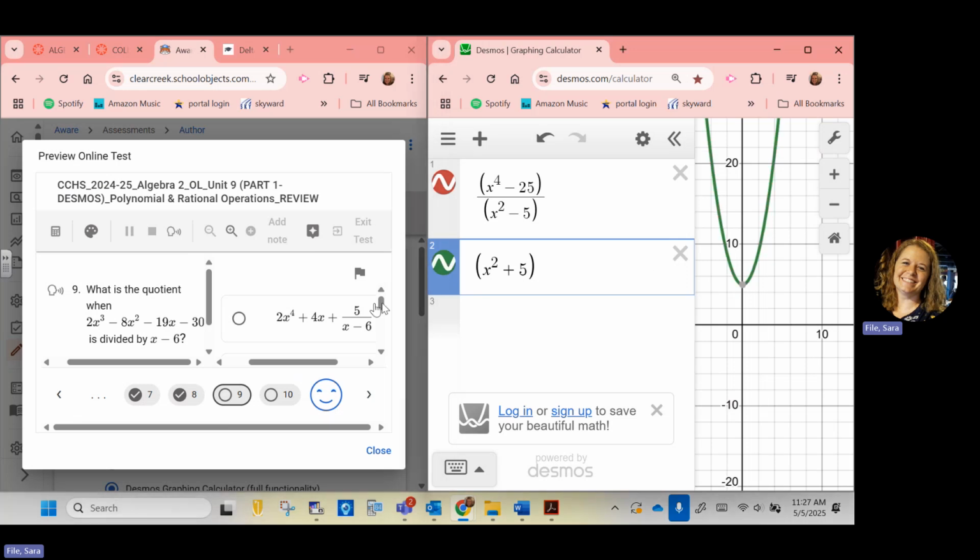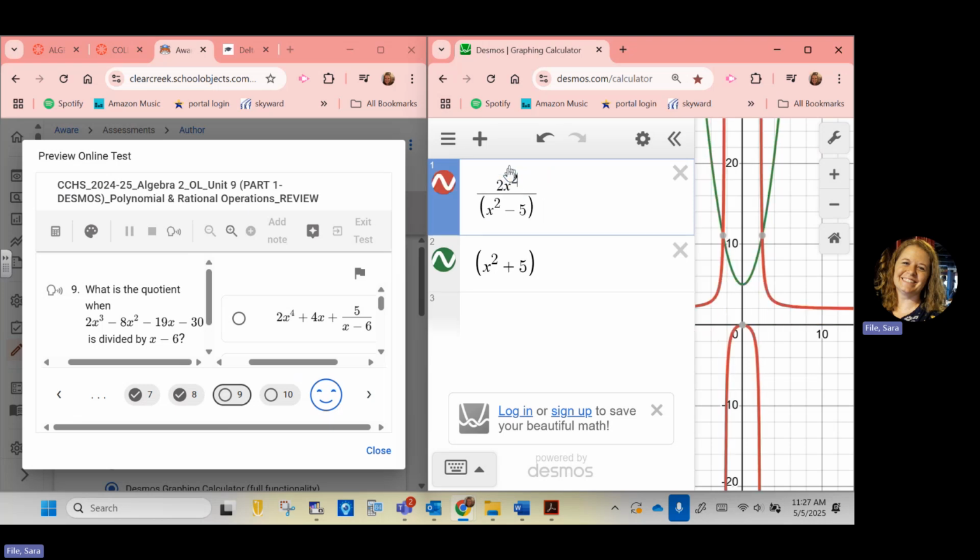So those two were the same, I got that one. So here's this next one, number 9. I've got this expression and it says divided by. This is one, ideally, algebraically, you could do synthetic division. But again, you don't have to, okay? If you've forgotten how to do your synthetic division, how to set it up, you can write this in DESMOS like this.